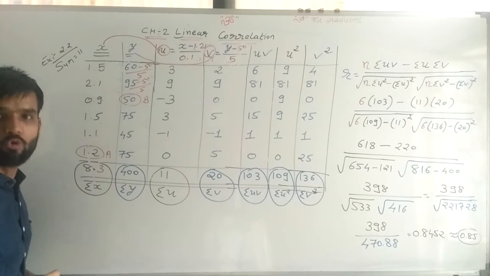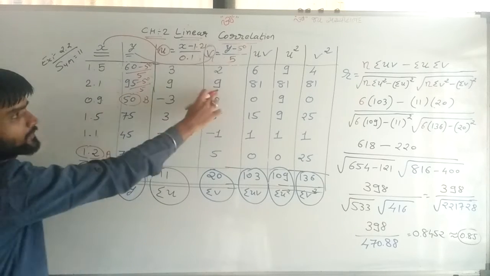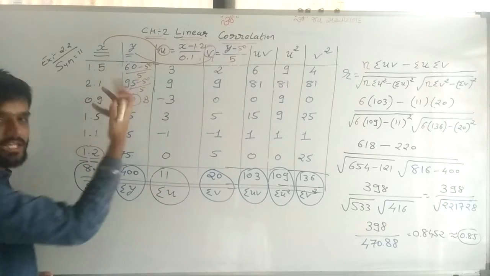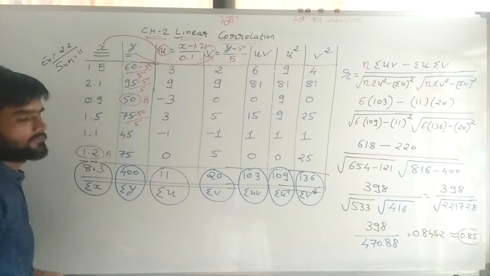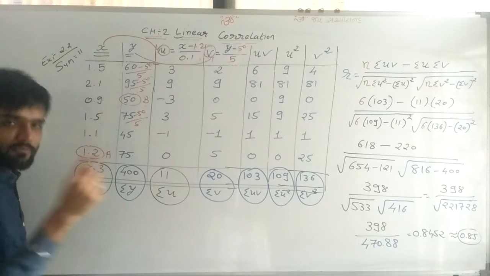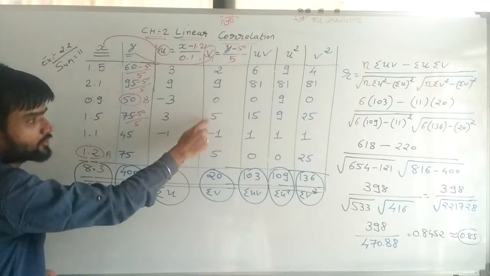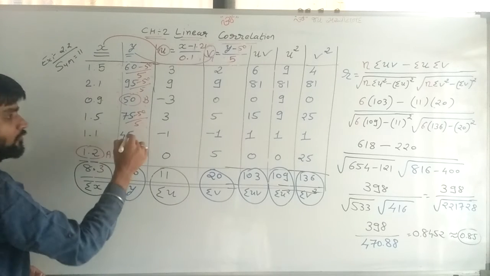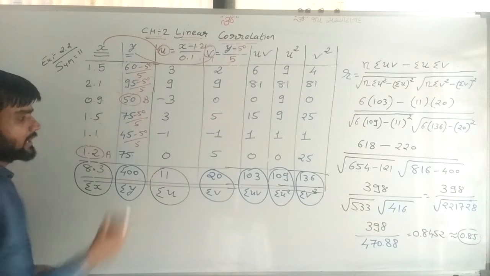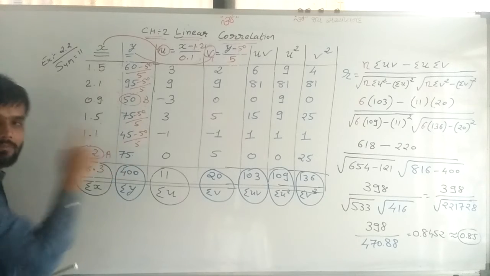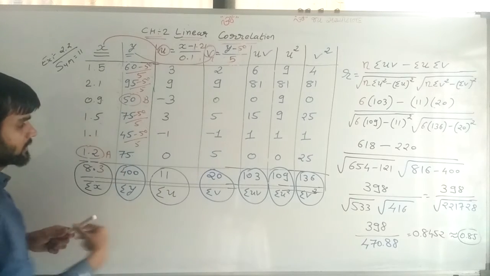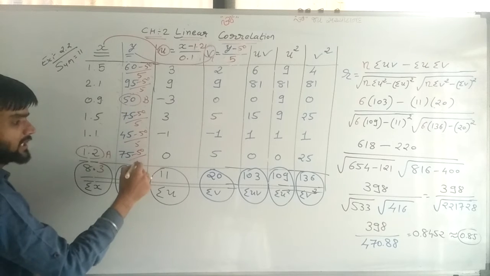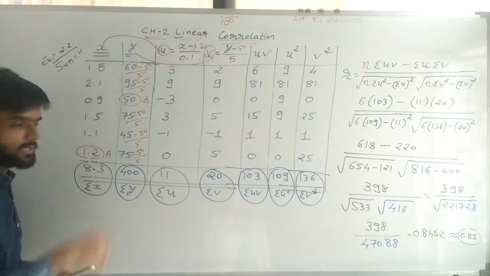Same way here, minus 50 divided by 5. 95 minus 50, 45. 45 upon 5, 9. 50 minus 50 becomes 0. 75 minus 50 divided by 5. 75 minus 50, 25. 25 divided by 5, 5 fives are 25. Answer is 5. 45 minus 50 divided by 5. 45 minus 50, minus 5. Minus 5 upon 5, minus 1. 75 minus 50 upon 5.